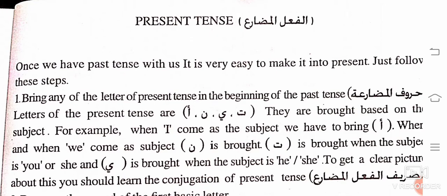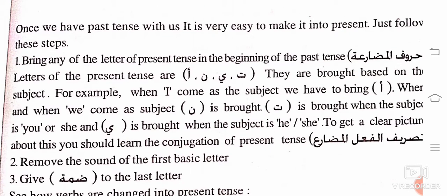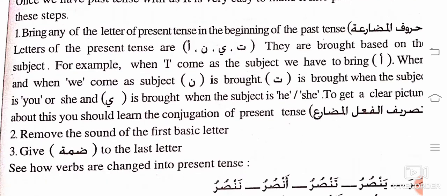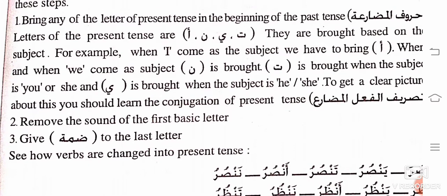Once we have a past tense with us, it is very easy to make it into present. There is a past tense with us, like Nasara Kataba, and if we have a past tense, it is very easy to make it into a present tense. What we want to do, just follow these steps. We have three steps. First step we want to do is bring any of the letters of present tense in the beginning of the past tense.